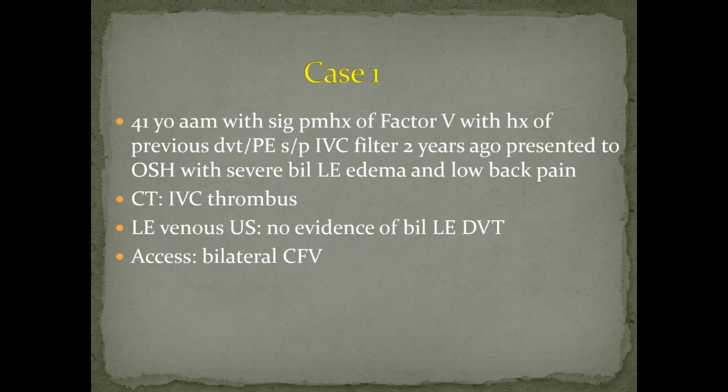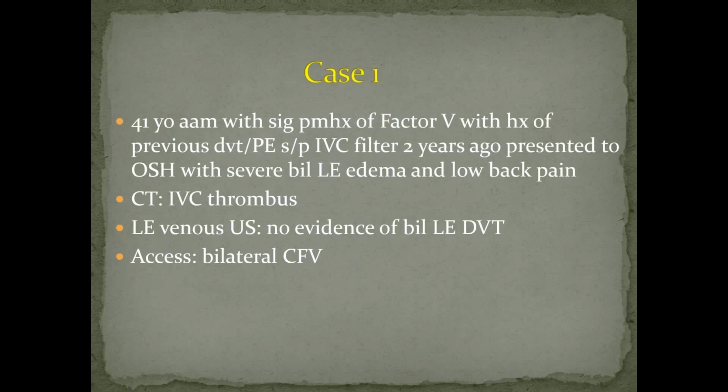So this is a 41-year-old African-American male who came to me from an outside hospital. He has a history of factor V, previous DVT, and previous pulmonary embolism. The patient had an IVC filter placed several years before this and came in with severe lower extremity edema and back pain. They had an ultrasound done at the outside hospital, which showed no DVT, but ultimately got a CT scan because of the low back pain, which showed IVC filter thrombosis.